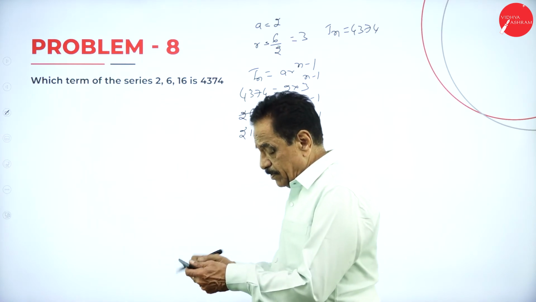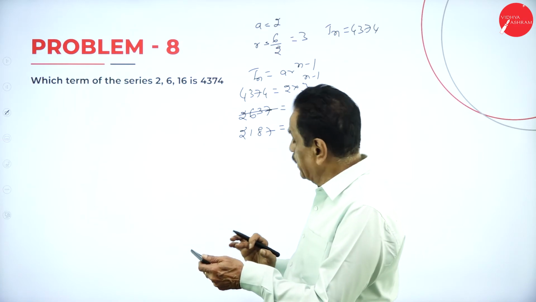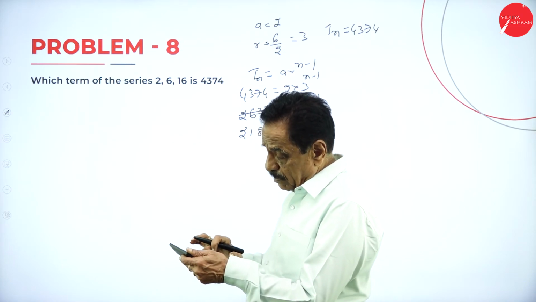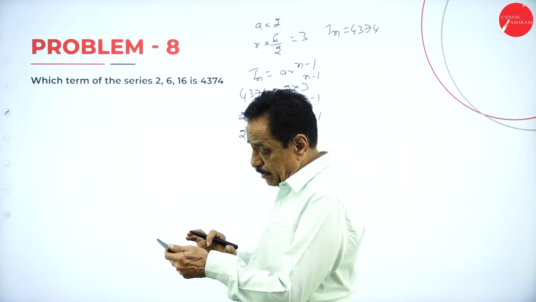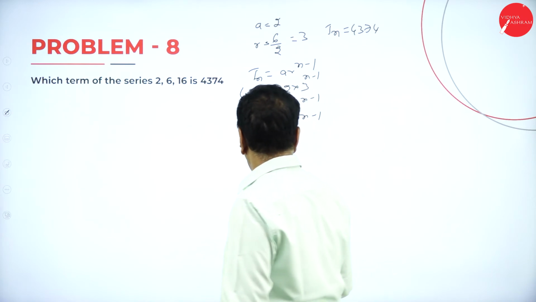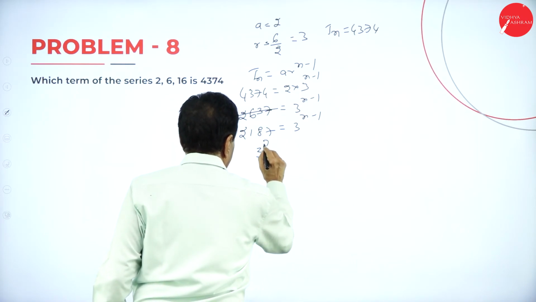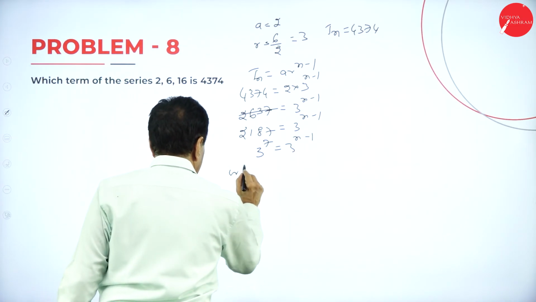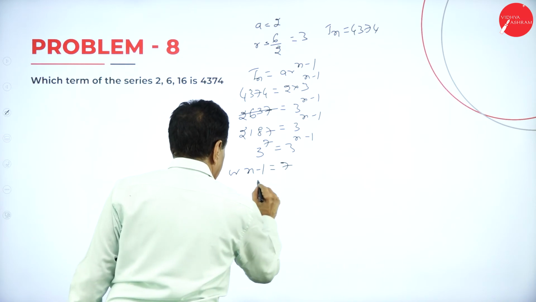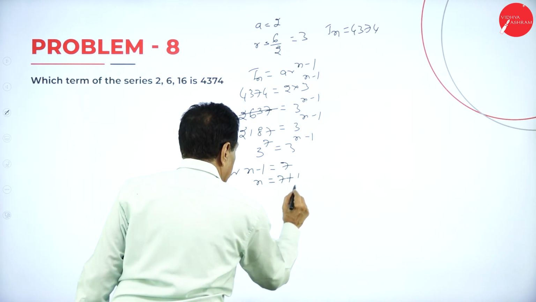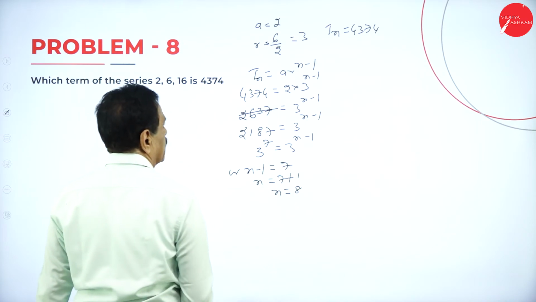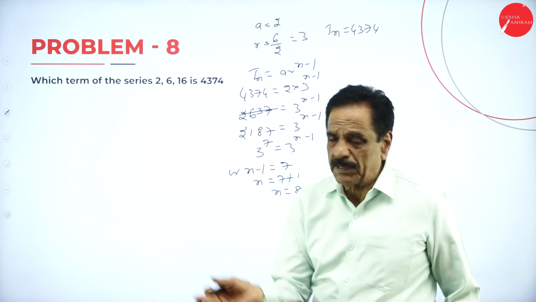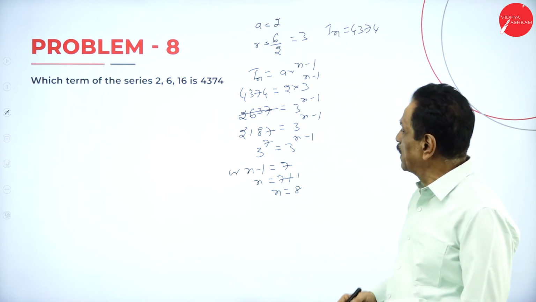I will repeat 3, 9... the number of times: 2 times, 3 times, 4, 5, 6, 7 times. So it is 3 to the power of 7, which matches 3 to the power of n minus 1. So n minus 1 is 7, n is equal to 7 plus 1, n is the 8th term. It is on a trial and error basis: count the number of times you have to repeat, that's all.